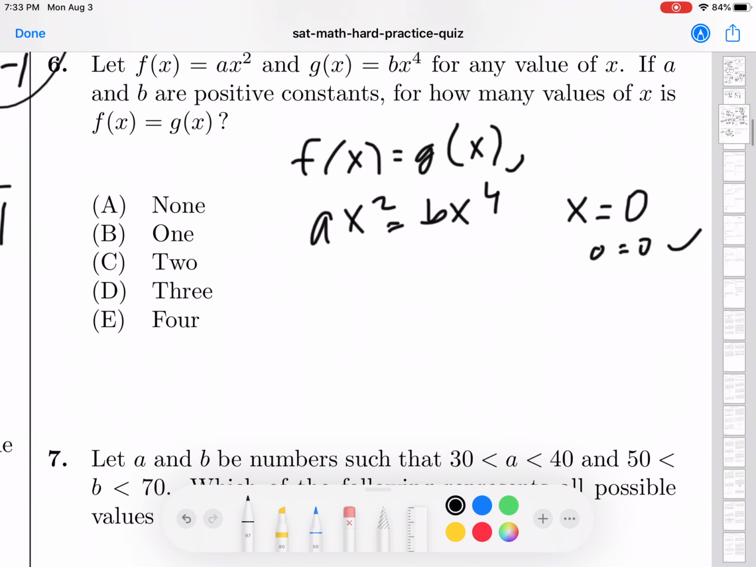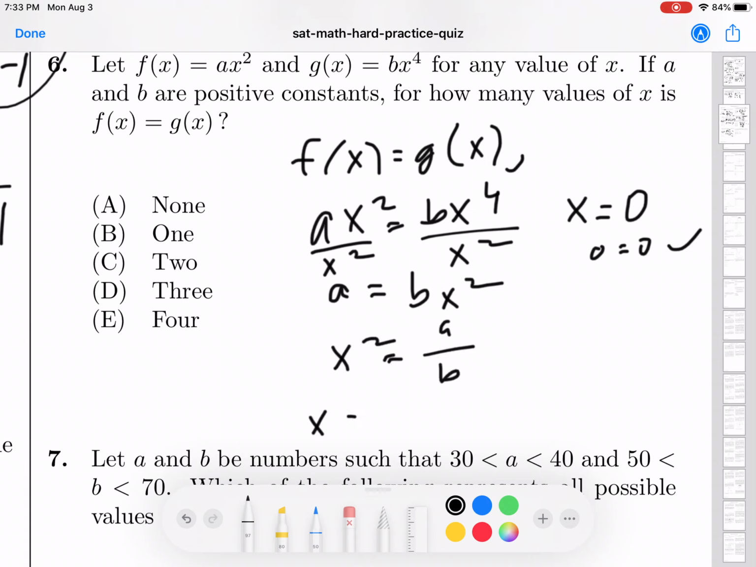Now if we want to simplify, divide by x squared, we have a equals bx squared. Solving for x, that gives square root of a over b and negative square root of a over b. That's 1, 2, 3 solutions.